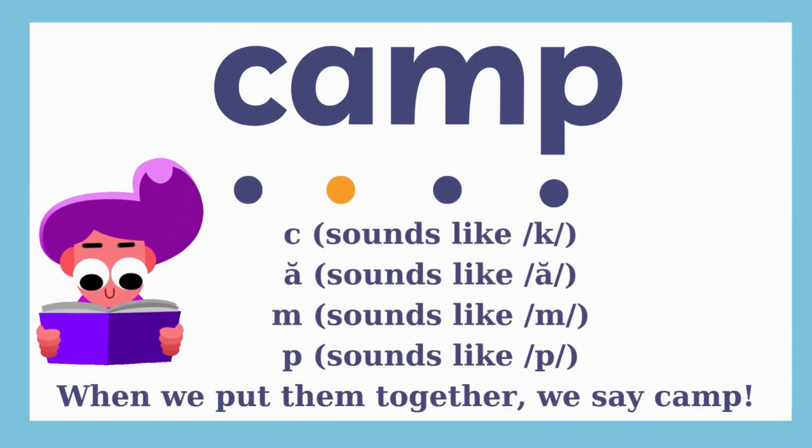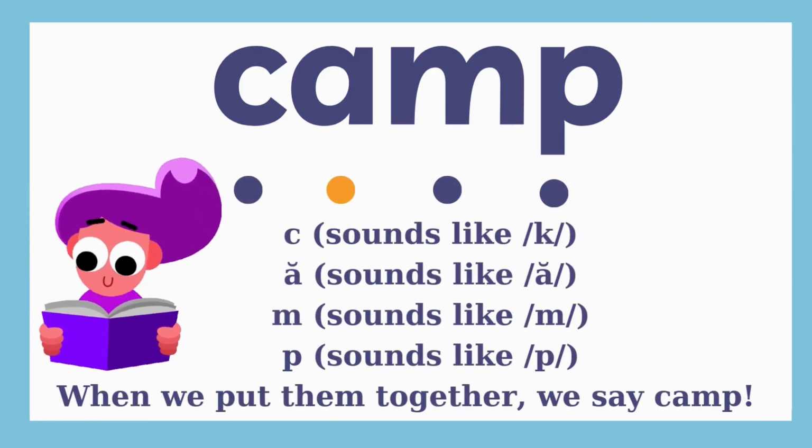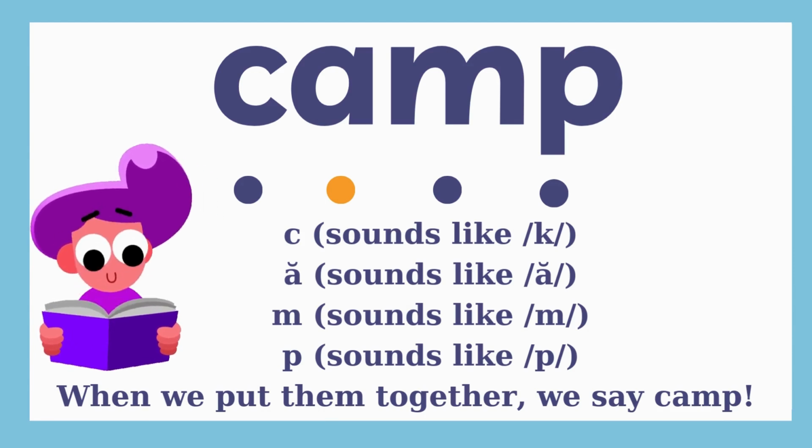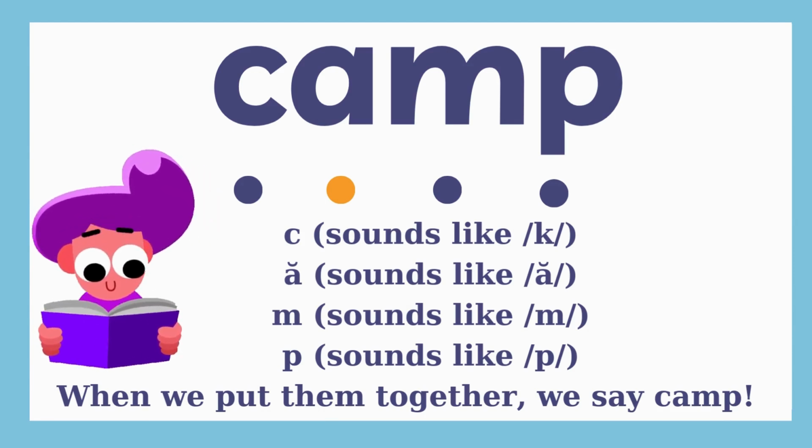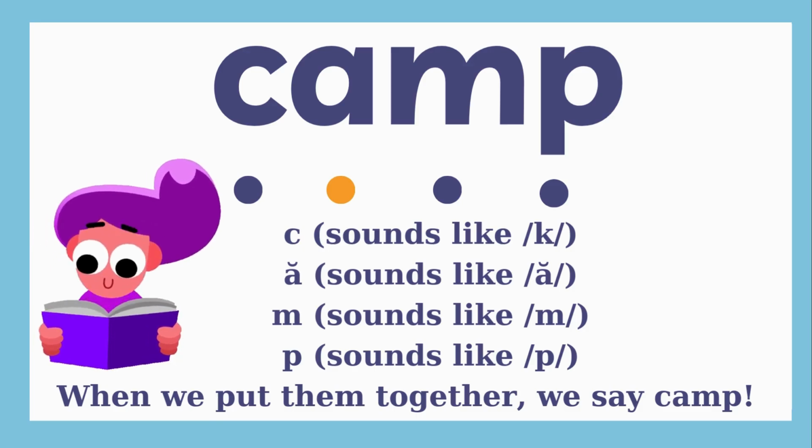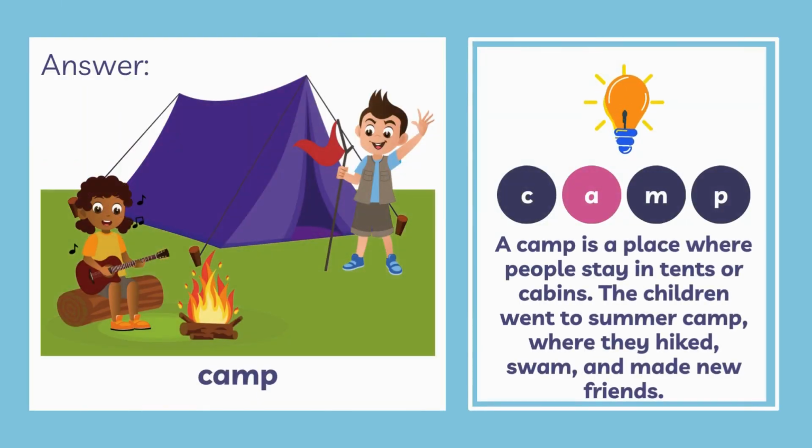Camp. C sounds like K. M sounds like M. P sounds like P. When we put them together, we say camp. A camp is a place where people stay in tents or cabins. The children went to summer camp, where they hiked, swam, and made new friends.